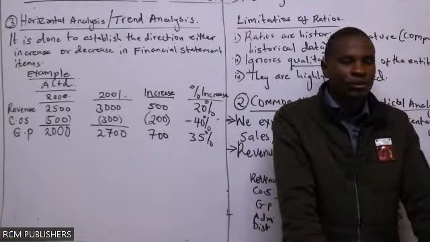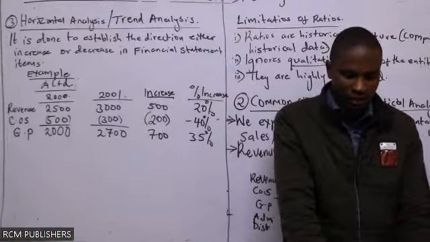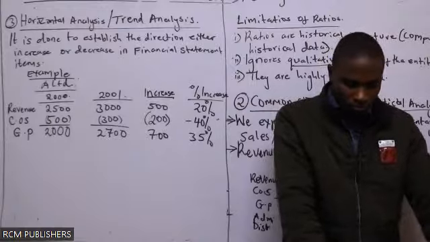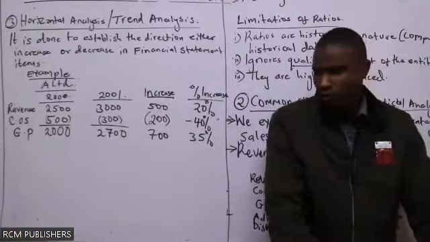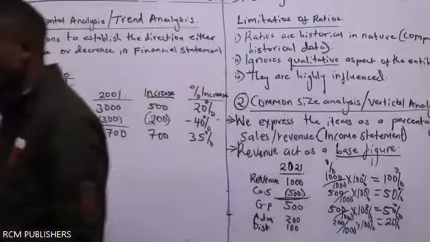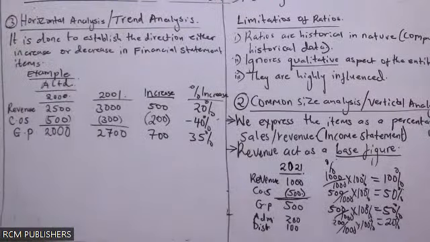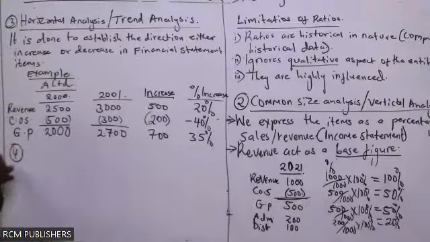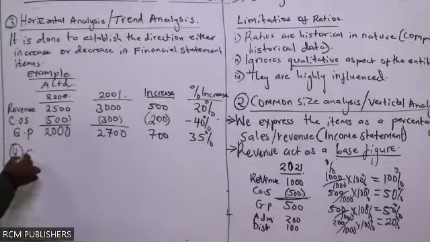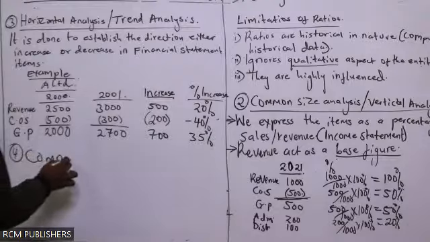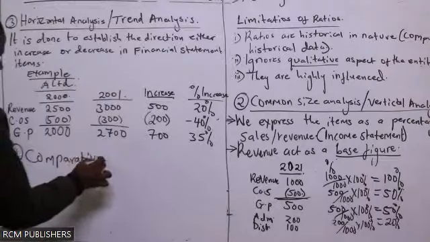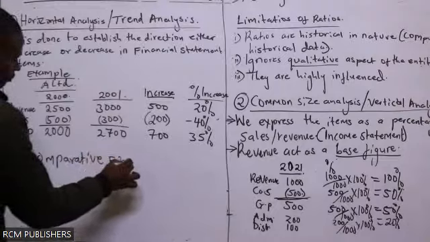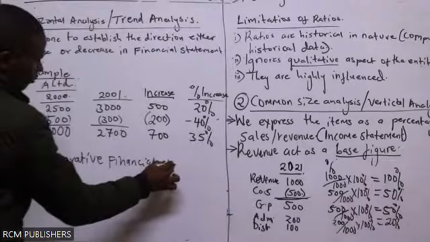That is very good. That reminds me of a question that we need to tackle today. There's a third one, we can say a fourth one. This fourth one is not that common. Comparative financial statements. You can say comparative, not that common.